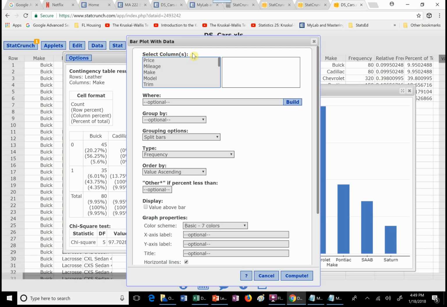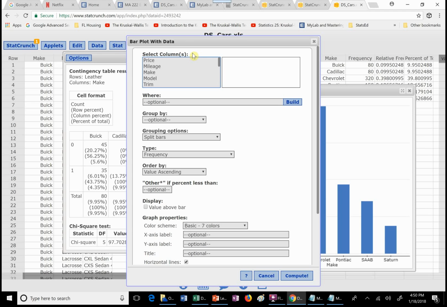So I want to make a plot that looks like this. This is going to be the make. So this will be Chevy, Cadillac, whatever. And then within each of the makes, I want to plot the percentage that has leather and doesn't have leather. So for Chevy, what did we say? It was 56% that had leather, and 44% didn't. So I want to group things by the make.